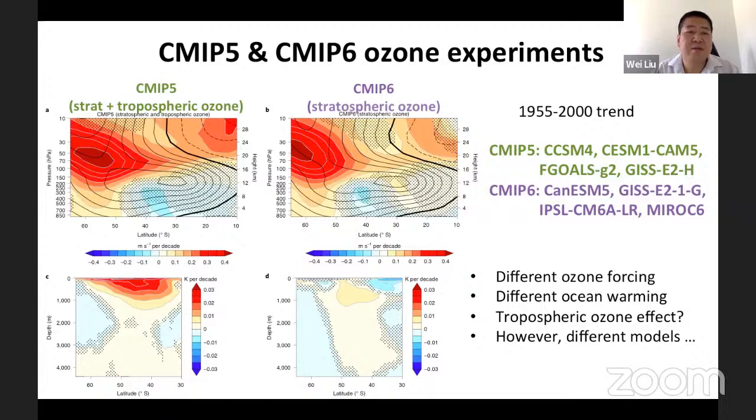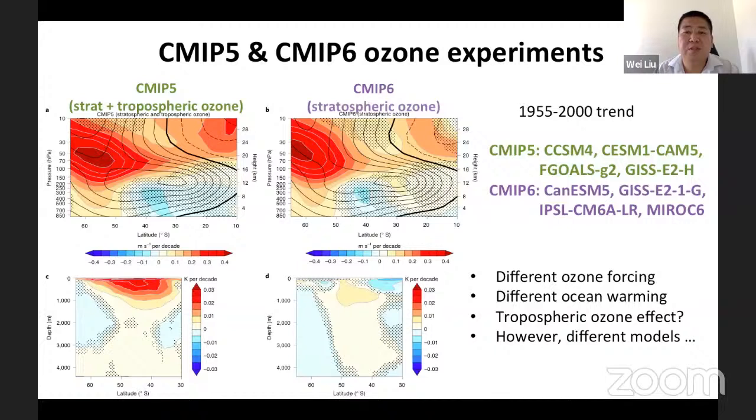Let's first look at CMIP5. We notice that in the CMIP5 models, the experiments were forced by total ozone change, which includes both stratospheric and tropospheric ozone. However, it's different for the CMIP6 models, in which we only have the ozone forcing from the stratosphere.